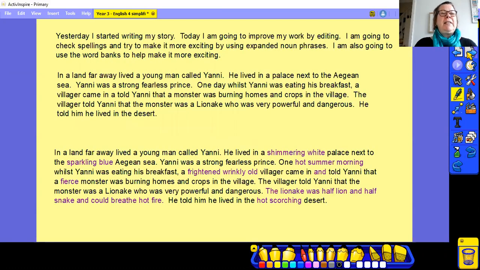So yesterday I started writing my story. Now today I'm going to improve my work by editing it. So I'm going to check my spellings and I'm going to try to make it more exciting by using expanded noun phrases. I'm also going to look at the word banks to help make it more exciting. So this was my story yesterday.